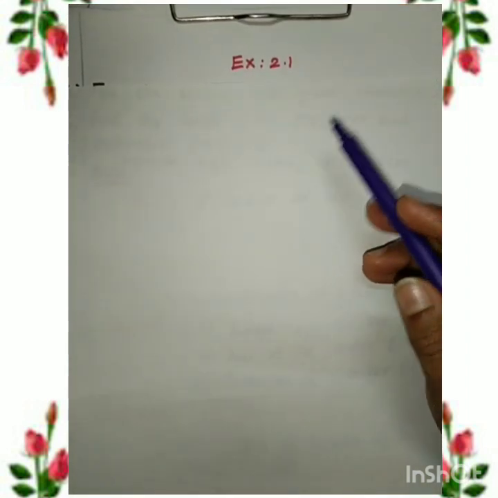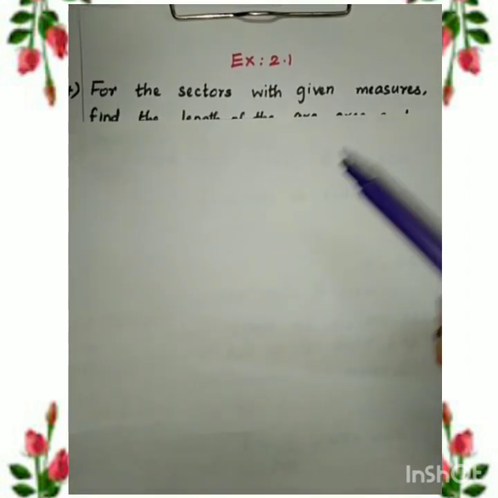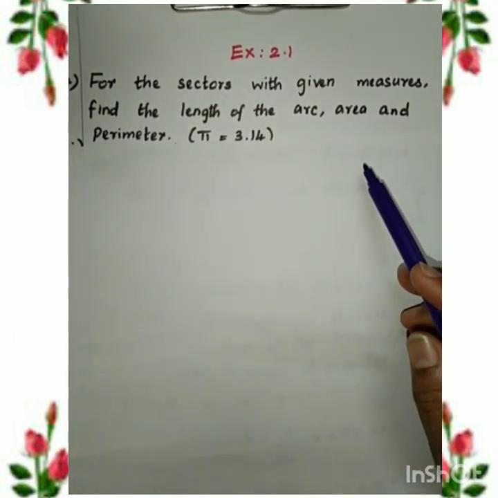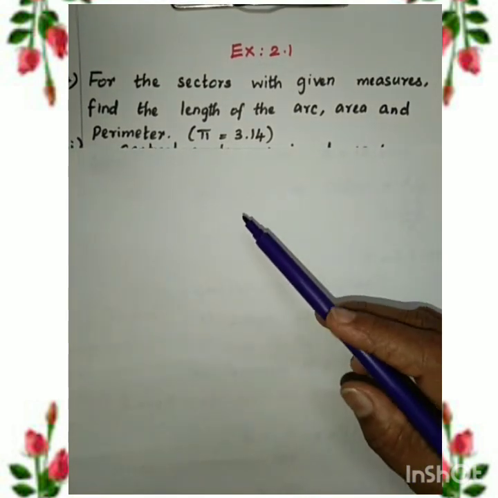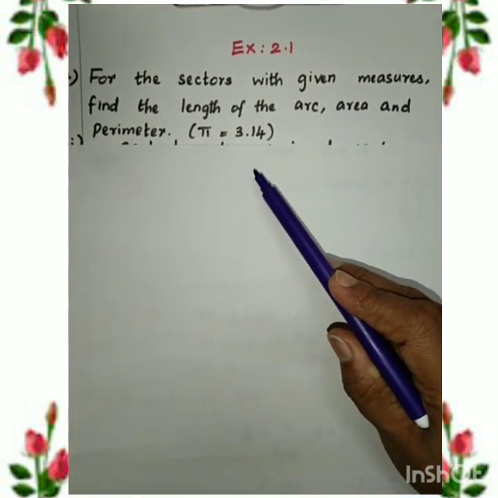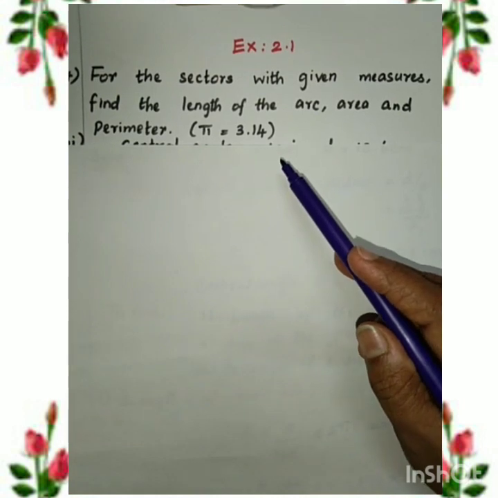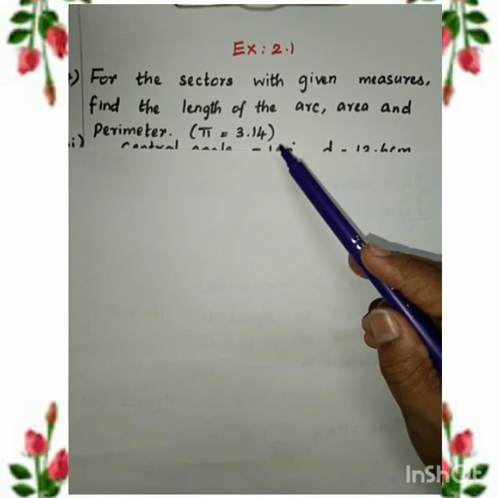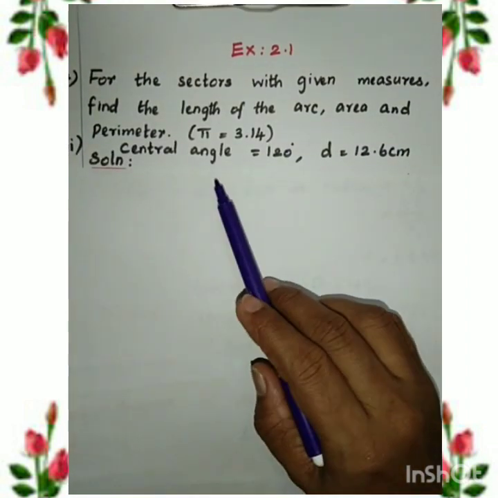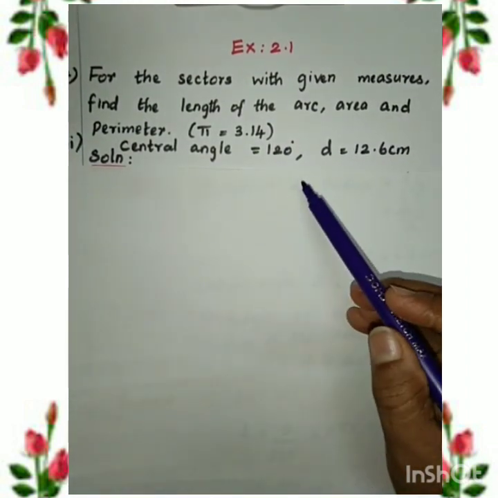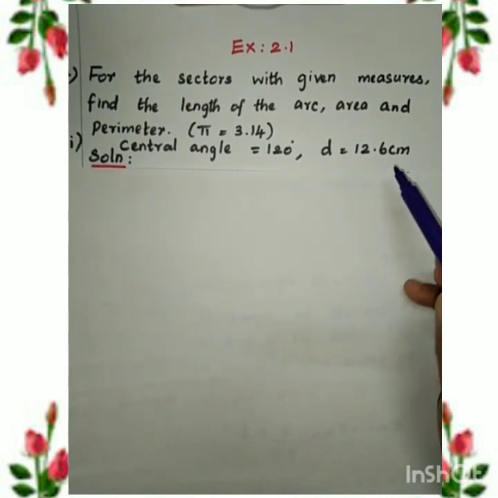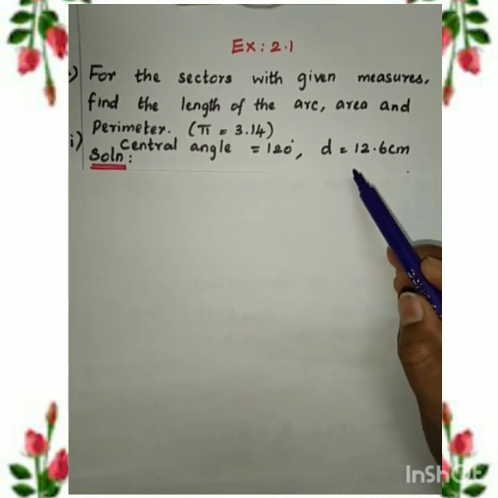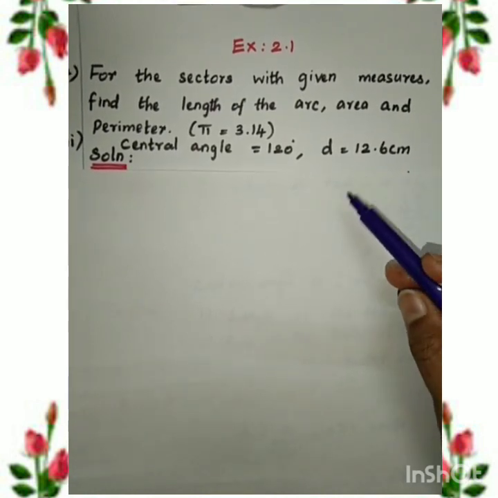Then exercise 2.1, fourth problem. For the sectors with the given measures, find the length of the arc, area and perimeter. Here pi value is given as 3.14. Instead of 22 by 7, we are going to substitute pi equal to 3.14. And here the given central angle is 120 degree and the diameter is 12.6 centimeter. Radius is not given, so we are going to find radius and then we can substitute one by one.